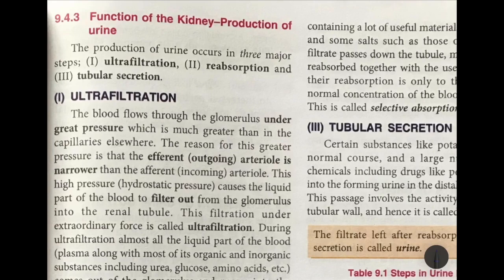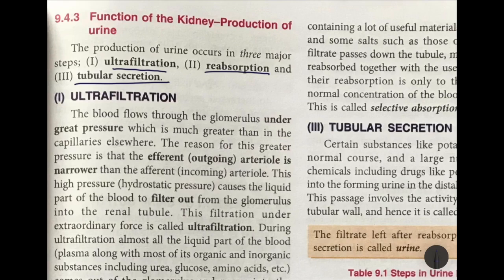The function of the kidney is to produce urine. So this production of urine takes place in three major steps. First is ultrafiltration, then reabsorption, and tubular secretion. Now ultrafiltration means filtration taking place at a great pressure.